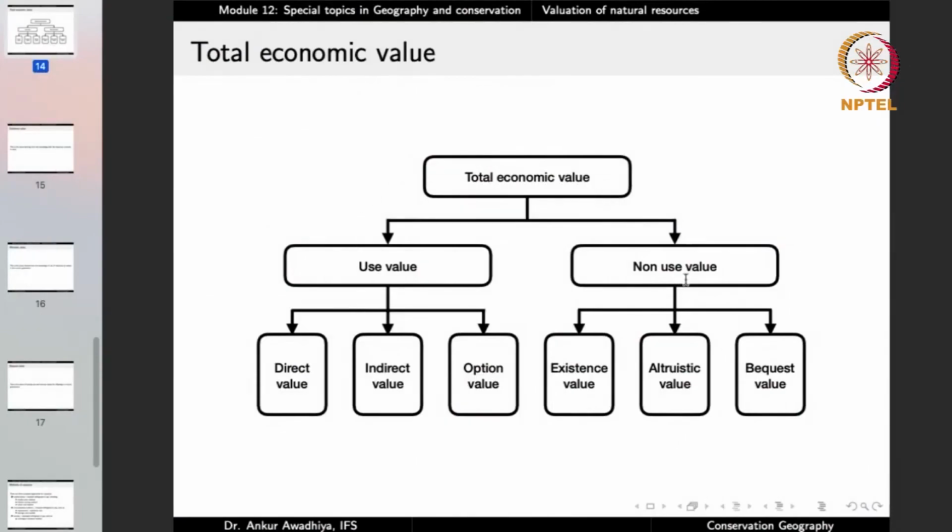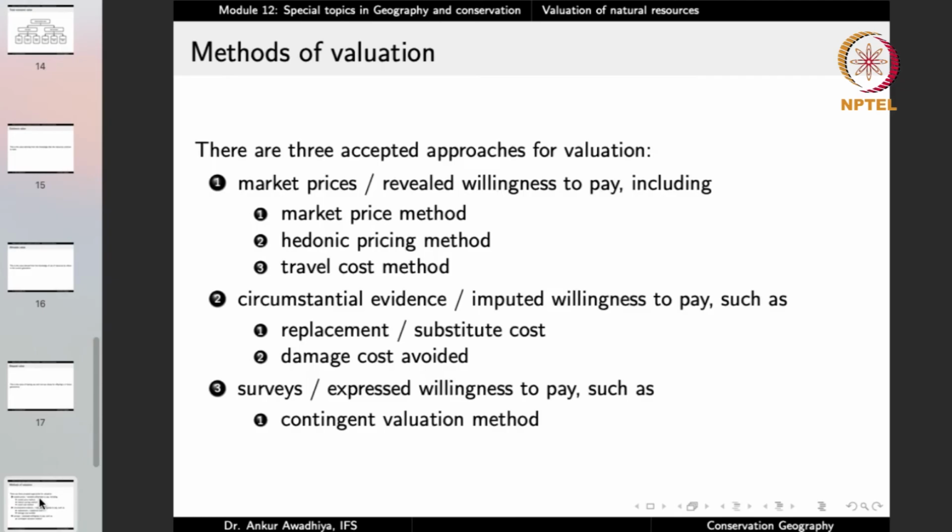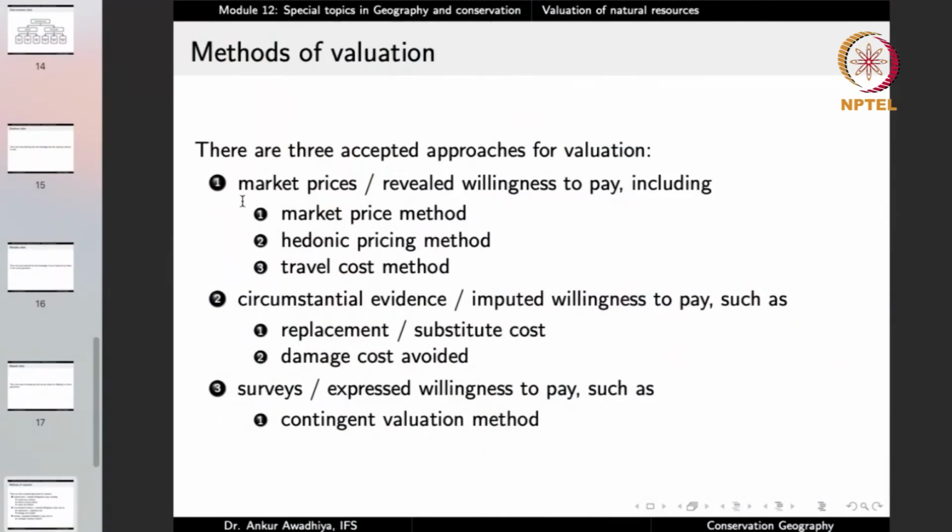Now, once we know these different values, the next question is, how do we put the rupee value or the dollar value to it? And in this context, we come to the methods of valuation of a natural resource. Now, because there are different kinds of values that the natural resource is giving us, we cannot have just a single way of valuating the natural resource. So we use things like market prices or the revealed willingness to pay methods, such as the market price method.